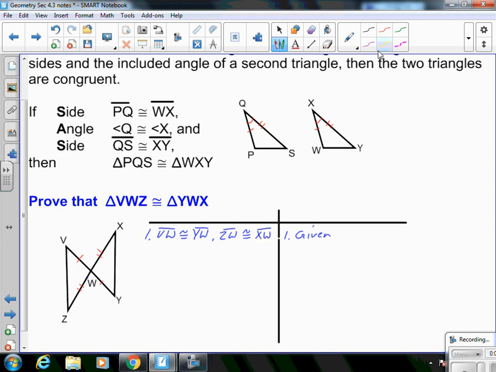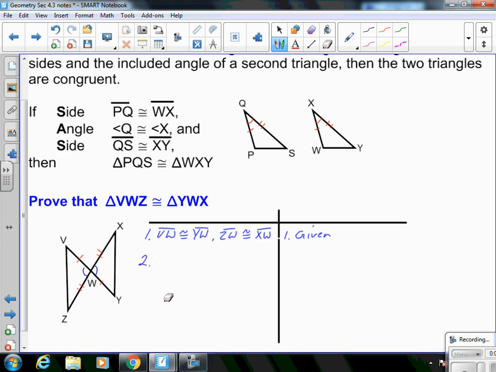Then we try to look to see if there is anything else that could be congruent. When we look at these two triangles, in the middle where point W is, those are two intersecting lines. When we look straight across from each other, the opposite angles at the intersection would be vertical angles. And hopefully at this point we know that vertical angles are congruent to each other.